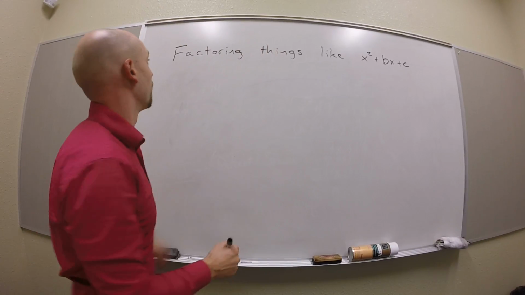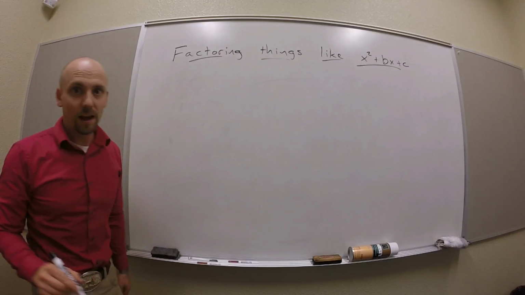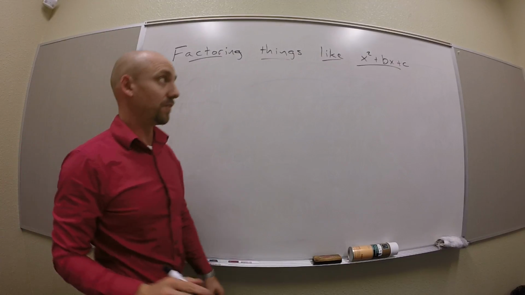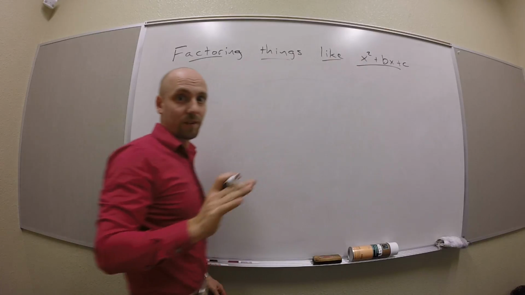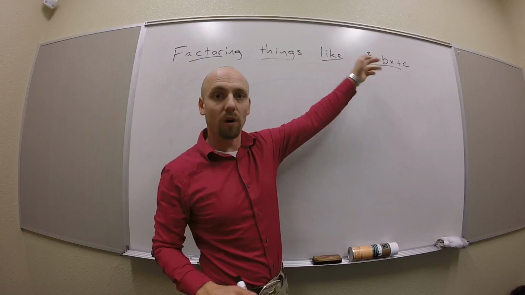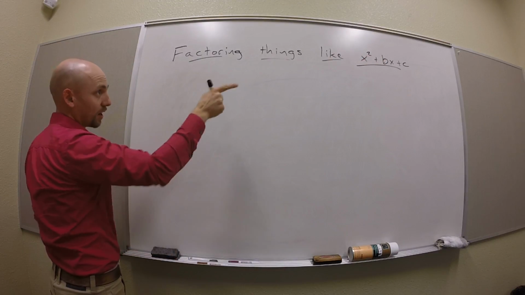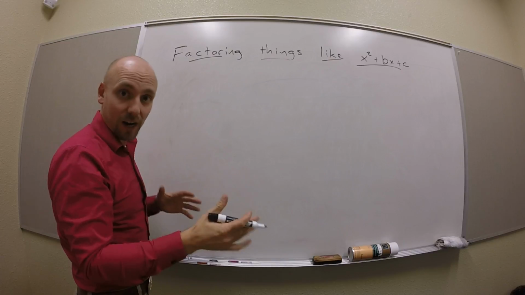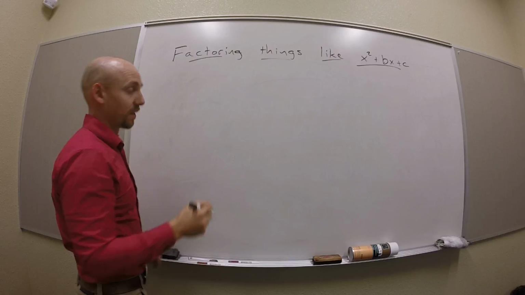All right, so I want to give you guys a quick overview of factoring things like x squared plus bx plus c. So please note, there's not a number here. This technique is only going to work as long as the number here is 1, or it's unwritten. So what we're going to do to factor things like this, factoring is like undistributing, and this is going to be like unfoiling.